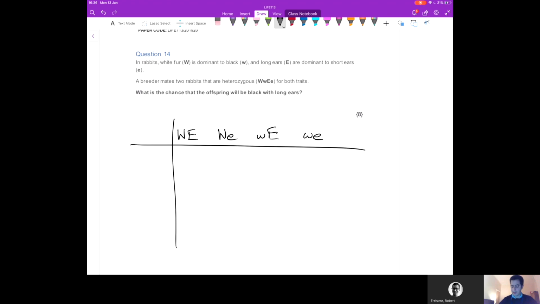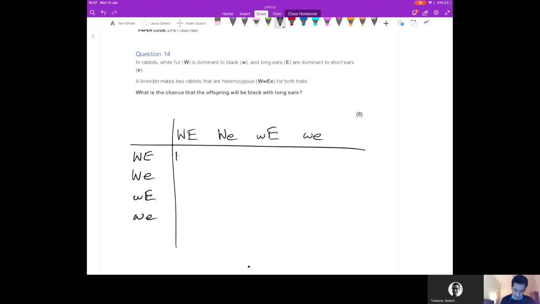Okay, and because I'm taking 2 rabbits with the same genotype, it's the same in this column here. W, E capitals, and then I've got W, E. I never give myself enough space to do these, so make sure you give yourself enough space, right? Lowercase. Okay, so then it is a case of plowing through these.